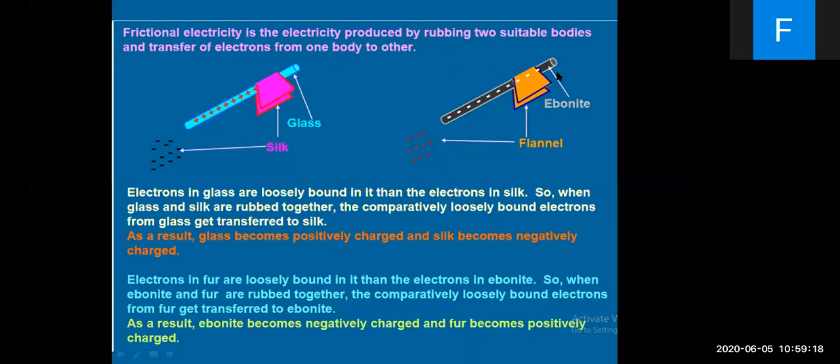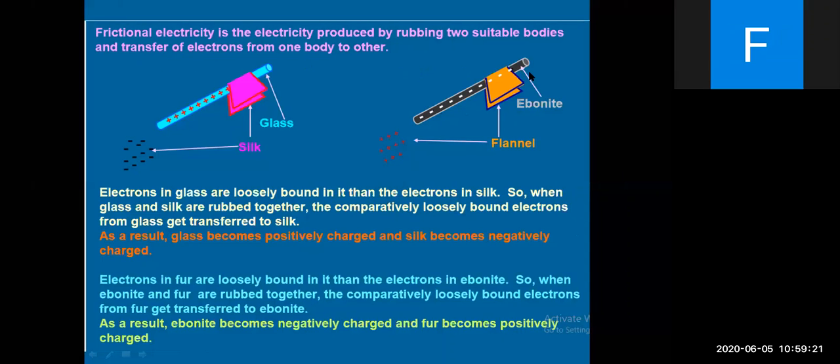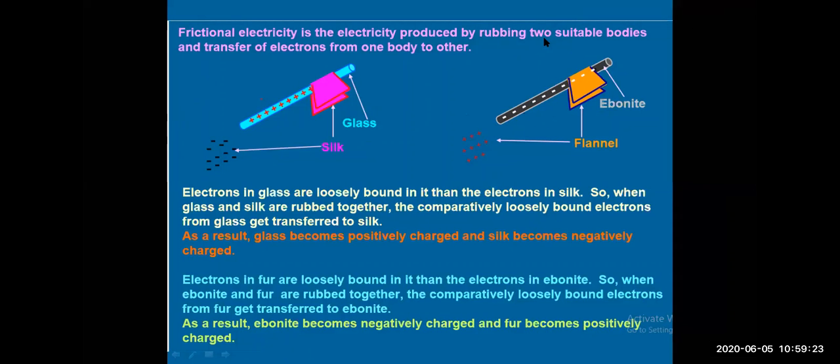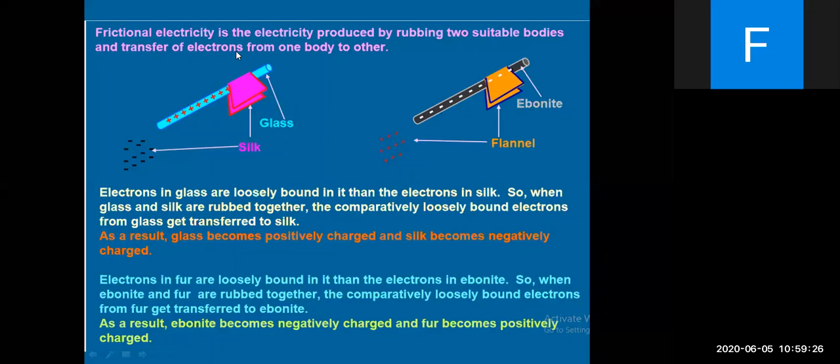Frictional electricity is the electricity produced when you rub two suitable bodies and transfer the electrons from one body to the other. So if you rub two objects one against the other and you are able to transfer charge from one object to the other object, then the electricity which is produced is called frictional. Frictional means we should rub one object on the other object. So when we do it, automatically electrons will get transferred from one body to another body.